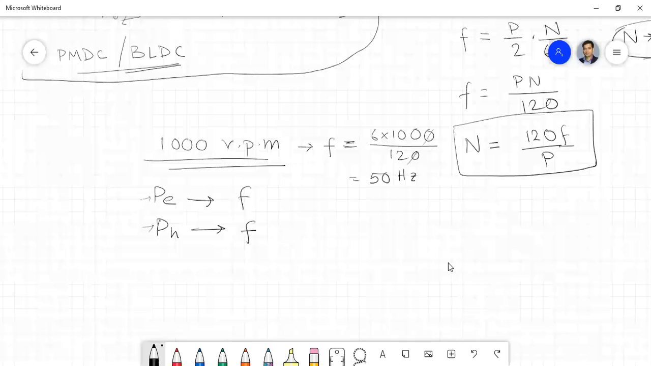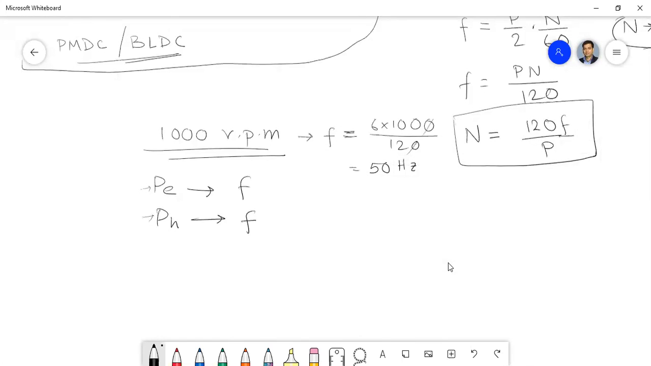Now therefore we make the armature core out of laminated silicon steel, but we don't make the yoke from laminated sheet. Why? Because the flux in the yoke is constant. It is not varying, so we don't need to laminate. The flux in the yoke is not a time varying flux.